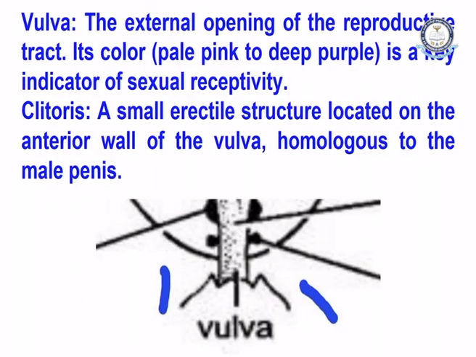And vulva and clitoris. So, these are the external openings of the reproductive tract of the female rabbit, and it is pale pink or deep purple. And another important organ is the clitoris, which is an erectile structure and is present in the anterior wall of the vulva.